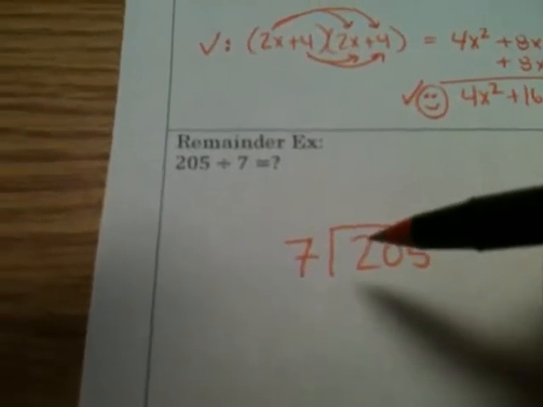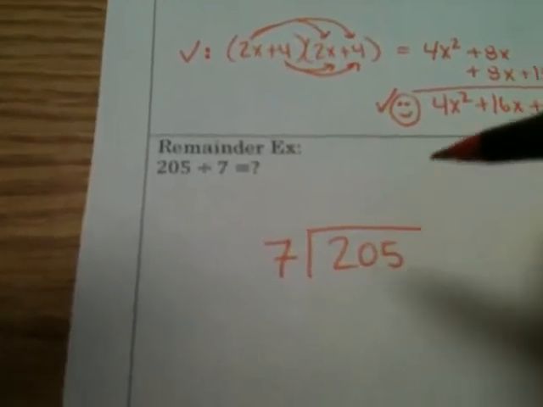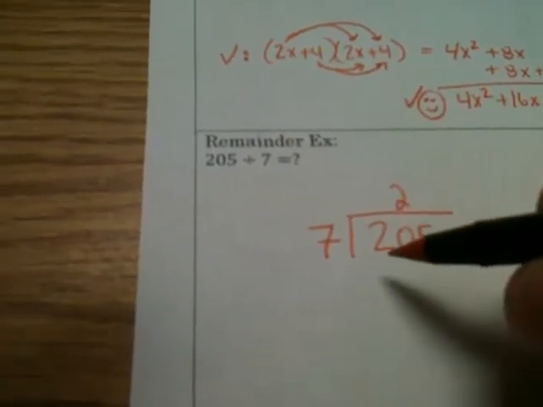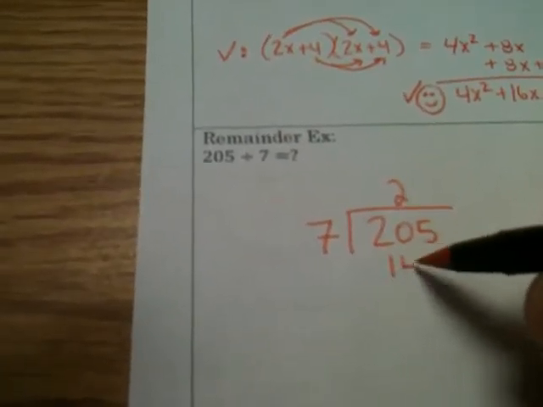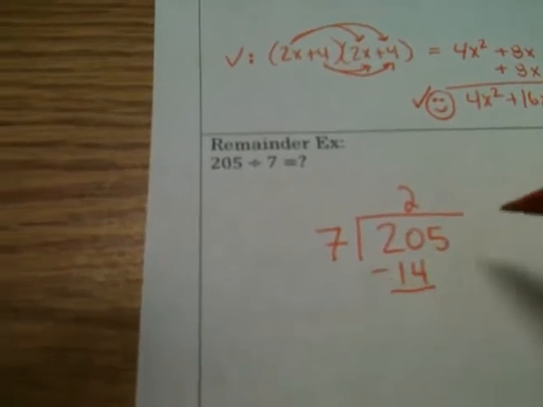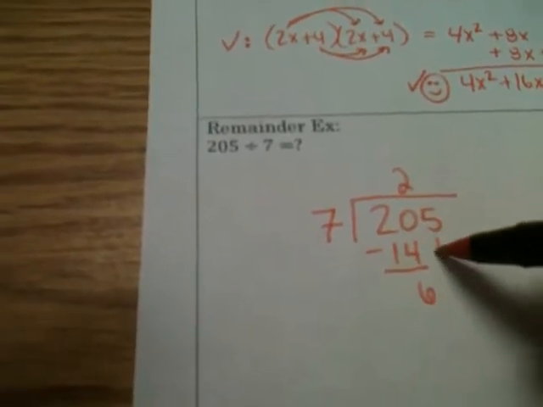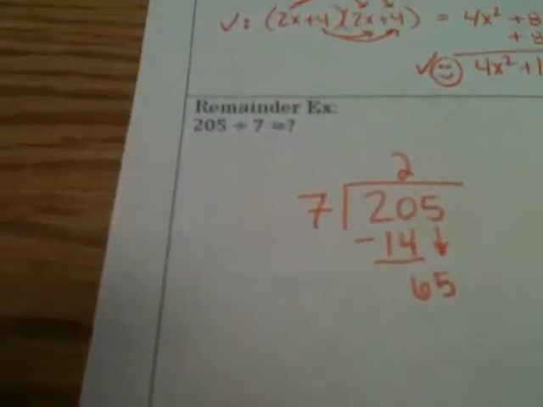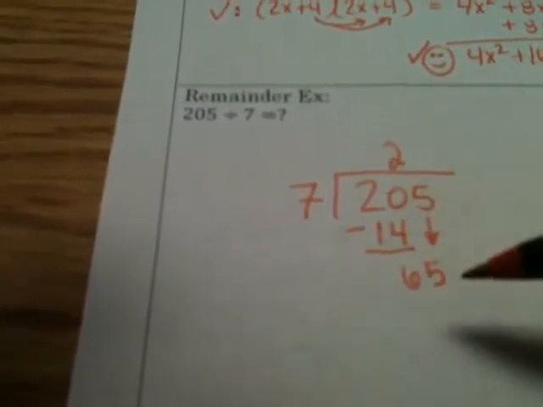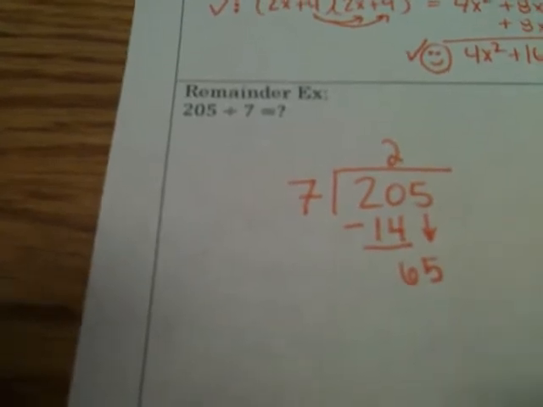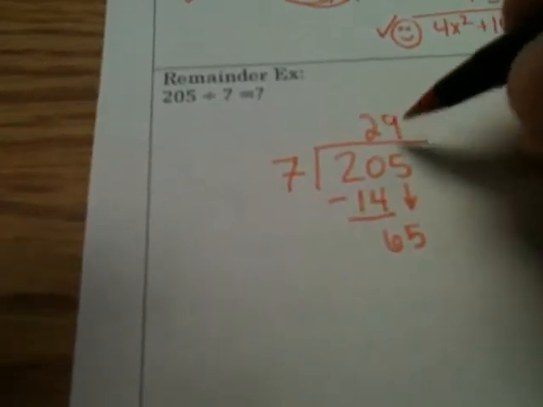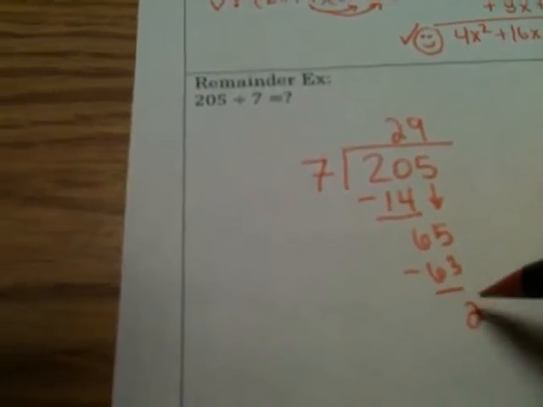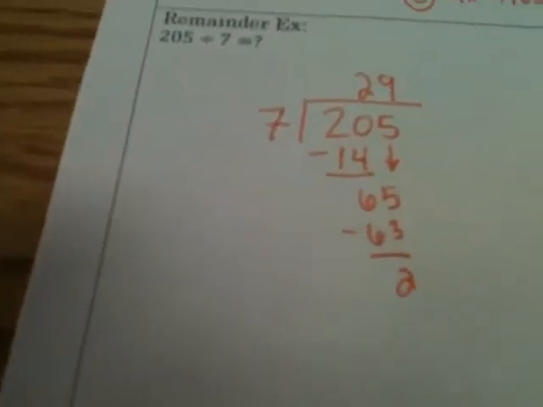Okay, so we're going to check. 7 will not go into 2, but 7 will go into 20. It will go into 20 2 times. Okay, 2 times 7 is going to give me 14. And I'm going to do my subtraction. Get a 6, bring down the 5. Okay, same process. 7 will not go into 6, but it will go into 65. Okay, it goes in there 9 times. 9 times 7 is 63, and we subtract and get a 2.